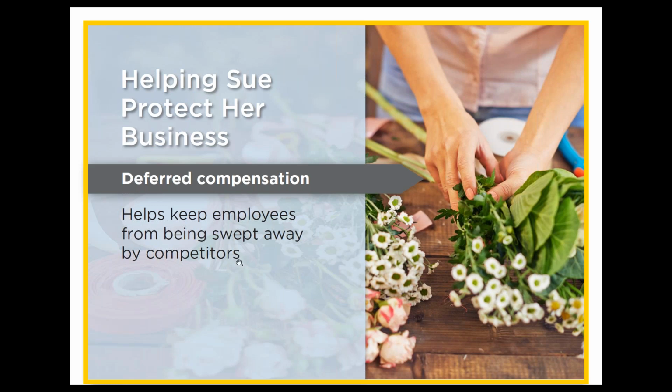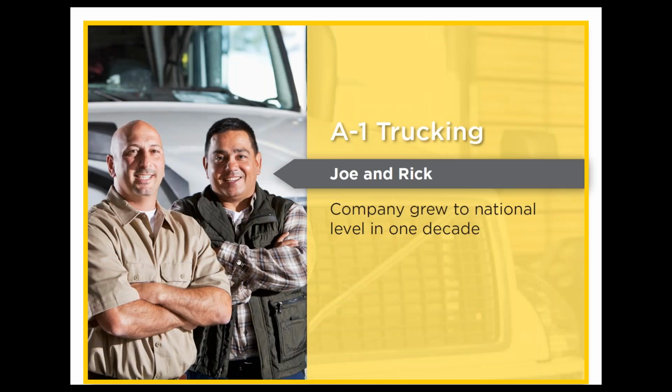So we're going to look at a different situation. And in this case, we're going to look at Joe and Rick, and they happen to be business partners who started A1 Trucking. A1 Trucking is a regional trucking company, and it was started about a decade ago, but since then it has gone national, and they started moving goods from just portions of the country to the entire country, and for some of the largest corporations in America.